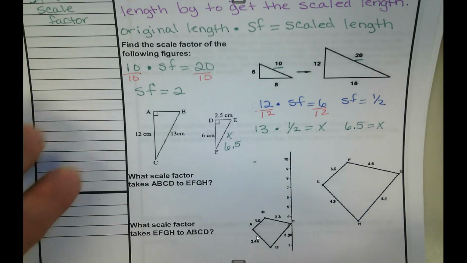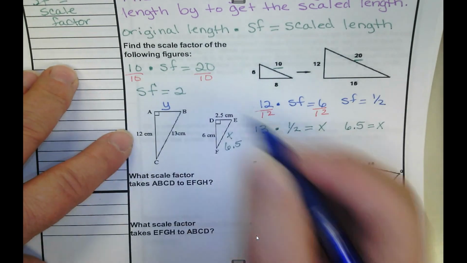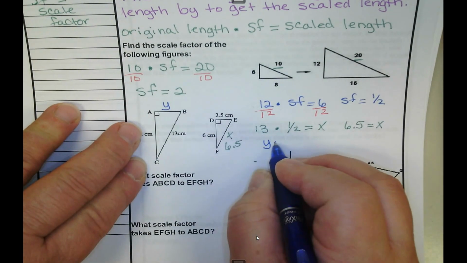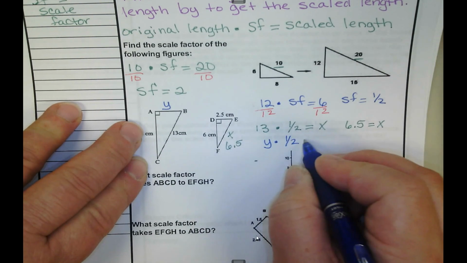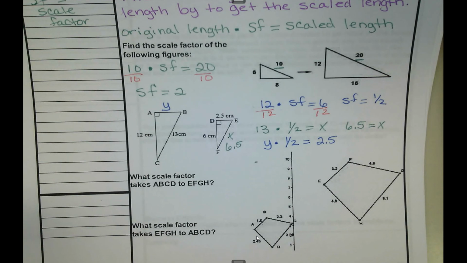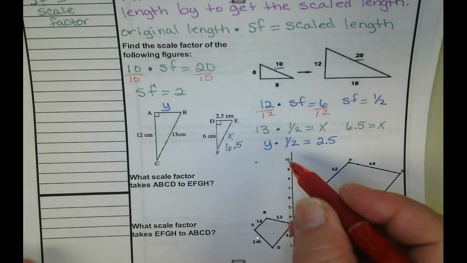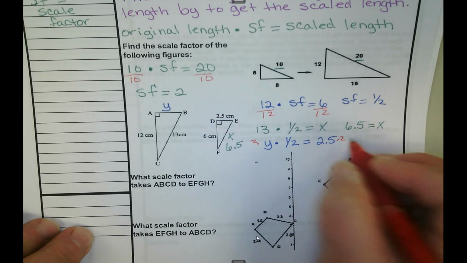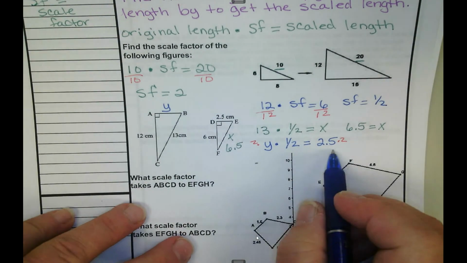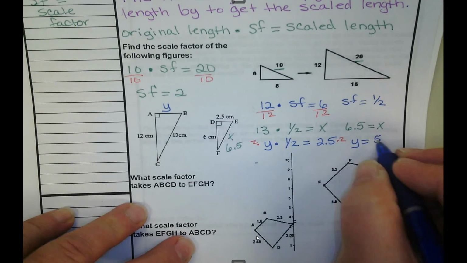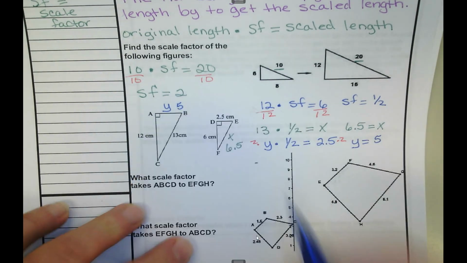Okay, for the next one, this is my y. This is my original length this time. Y times 1/2 is equal to 2.5. Okay, how do you undo multiplying by 1/2? Well, you multiply by the reciprocal. The reciprocal is 2. 2.5 times 2 is 5, so y is equal to 5. Remember, this is in centimeters.